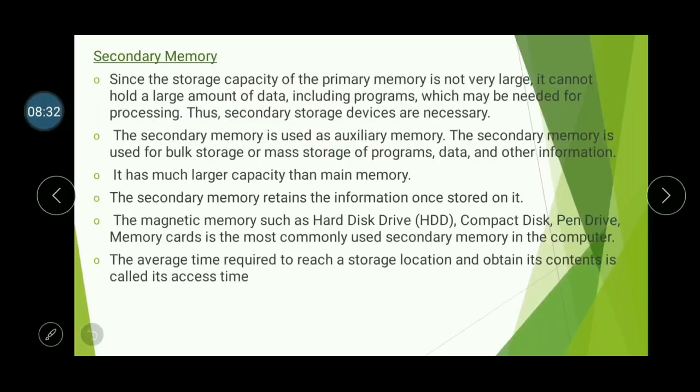The secondary memory retains the information once stored on it. Magnetic memory such as hard disk drive HDD, compact disk CD, pen drives, and memory cards is the most commonly used secondary memory in the computer. The average time required to reach a storage location and obtain its contents is called its access time.